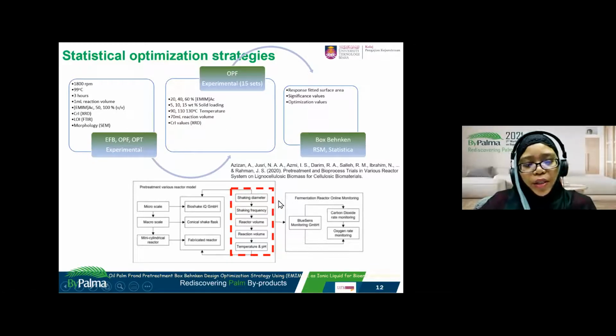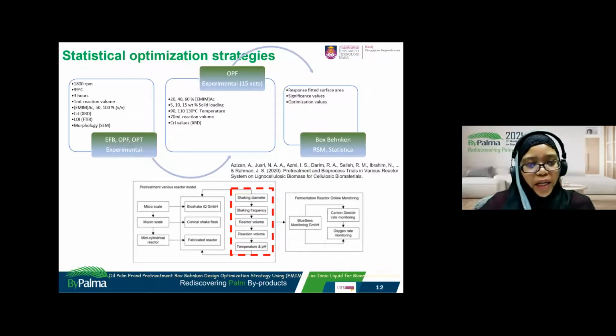Azizan in 2020 reported the pretreatment in various reactor models, dealing with the microscale, macroscale, and also a little bit bigger than the microscale in reactor, with various engineering parameters that we need to look into. For example, shaking diameter, shaking frequency, reactor volume, reaction volume, temperature, pH, and many other parameters as well. So these are some of the engineering parameters that need to be optimized.